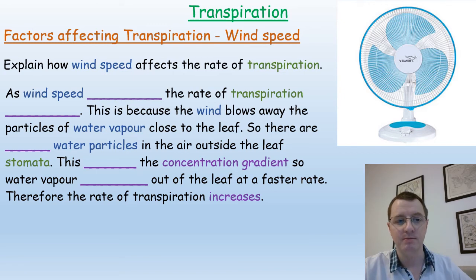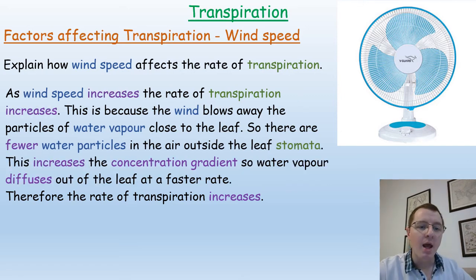And here is the answer. As wind speed increases, the rate of transpiration increases, and this is because the wind blows away the particles of water vapor close to the leaf, so there are fewer water particles in the air outside the leaf stomata, and this increases the concentration gradient, so water vapor diffuses out of the leaf at a faster rate, and therefore the rate of transpiration will increase.